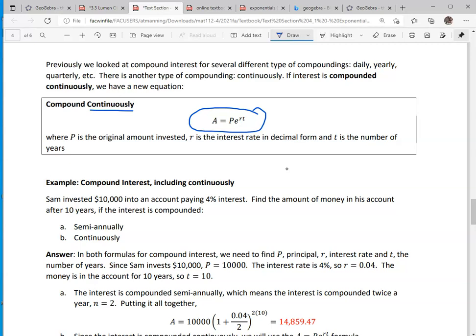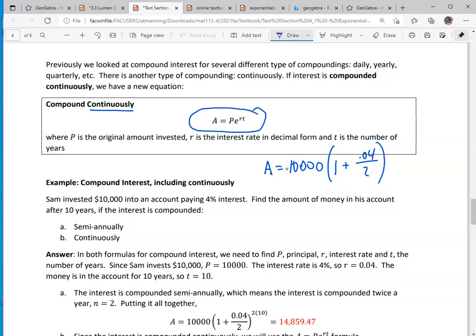So, they ask you for two answers. Semi-annually, well, that means I have to use that original formula, where my value is going to be my original investment, P, that's $10,000, times 1 plus, what was it? R over N, 4%, 0.04 over N. Semi-annually means we are calculating it 2 times a year.